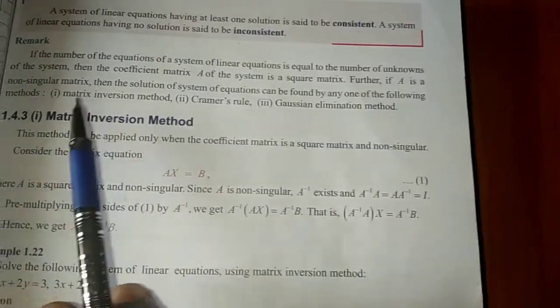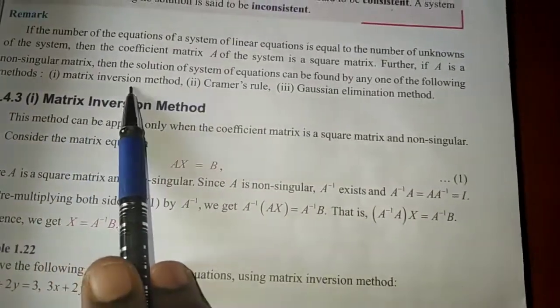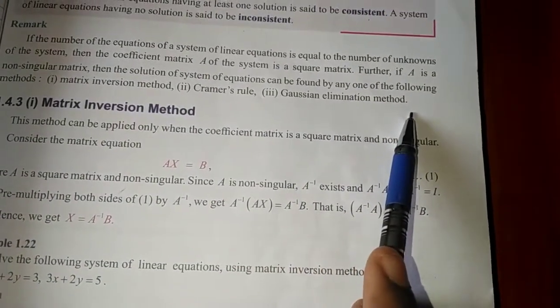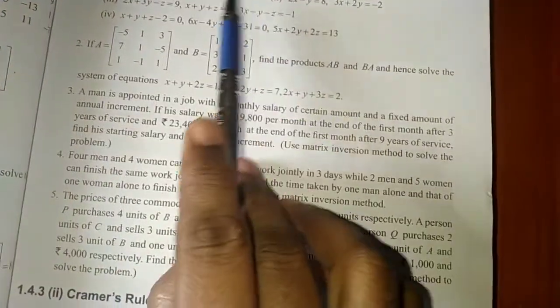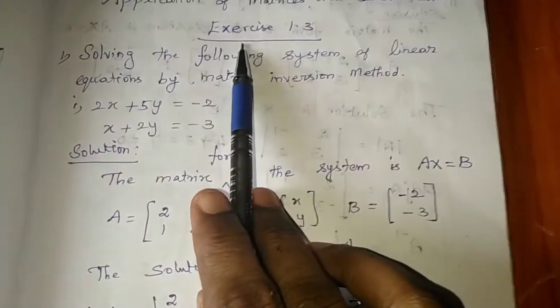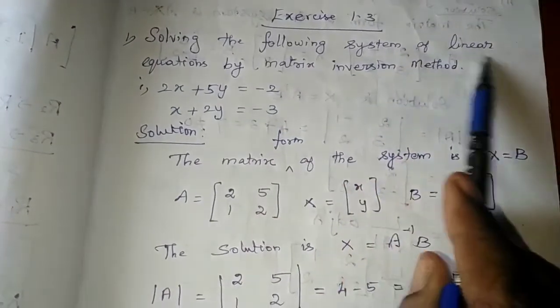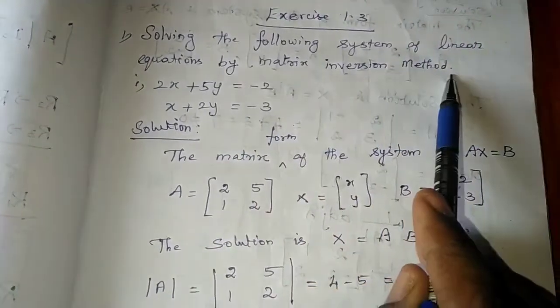Now the solution of the system of equations can be found by any one of the following methods. Three methods are given: matrix inversion method, Cramer's rule, Gaussian elimination method. Now in exercise 1.3, we are going to see the matrix inversion method. First sum: solve the following system of linear equations by matrix inversion method.